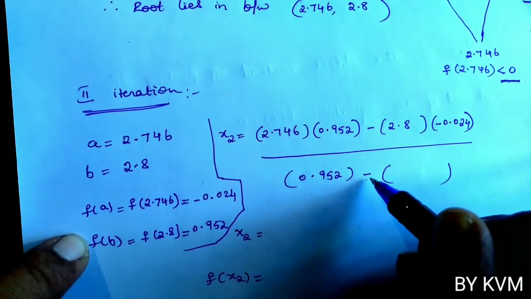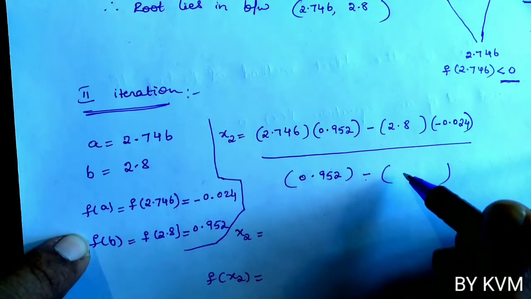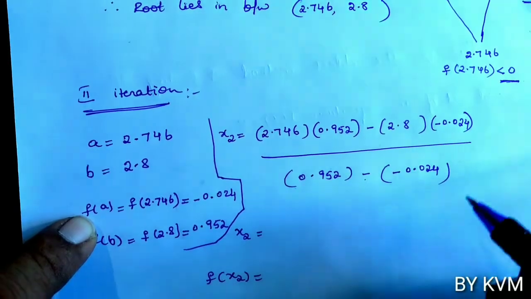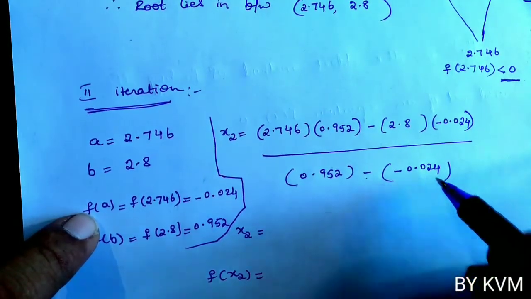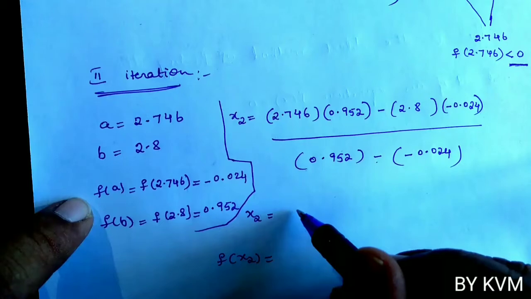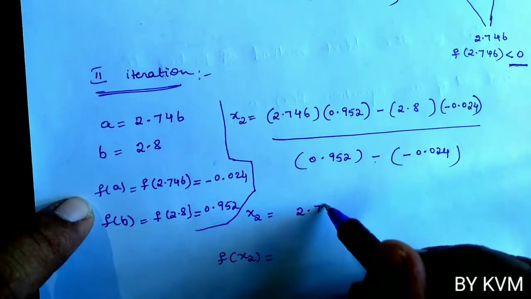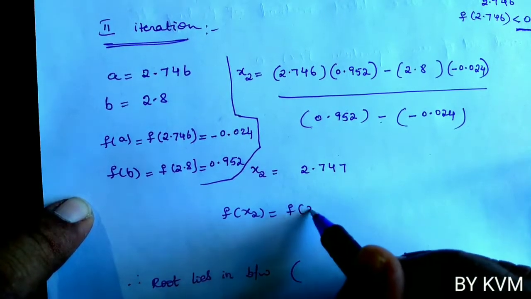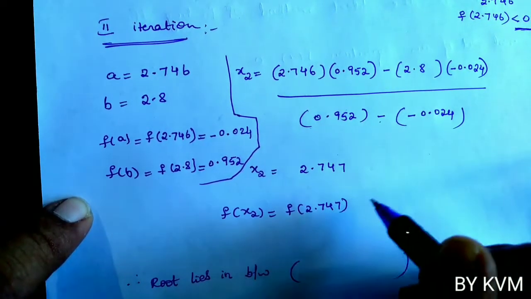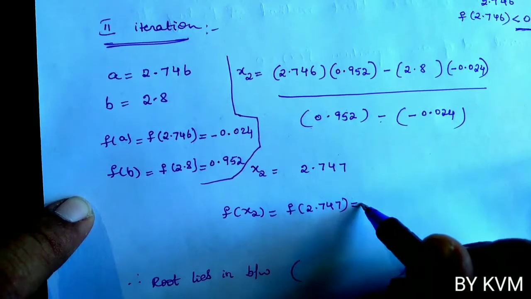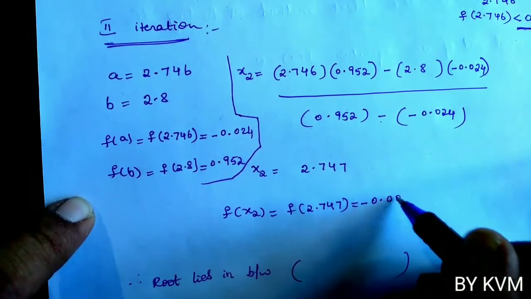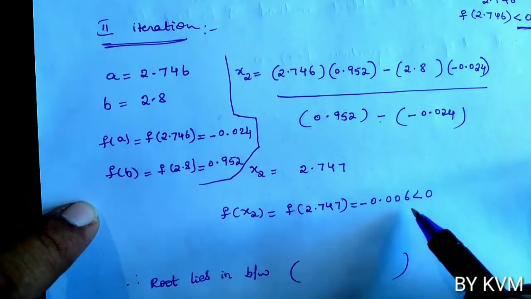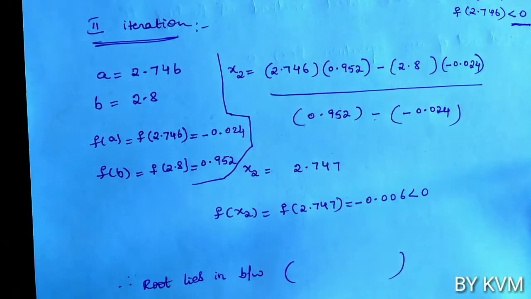0.952 minus f of b minus f of a minus 0.024. So use the calci, and you have to type carefully. So x2 is 2.747. So f of x2 is f of 2.747. So this value is minus 0.006, less than 0. So again you have to observe that.